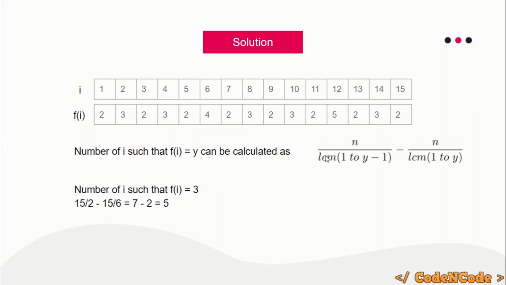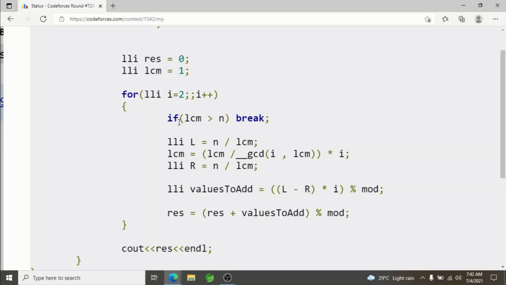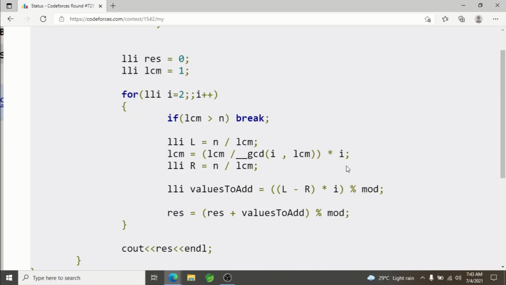See, if LCM at this point is greater than n, then clearly LCM till y will also make n by LCM of 1 through y 0, right? 0 minus 0 is going to be 0. So if LCM till i minus 1 is greater than n, that will make this whole expression 0, because we are using integer division. So if LCM is greater than n, simply break. Otherwise L, that is this, is n divided by LCM through 1 till i minus 1. So that is exactly what we are doing here.